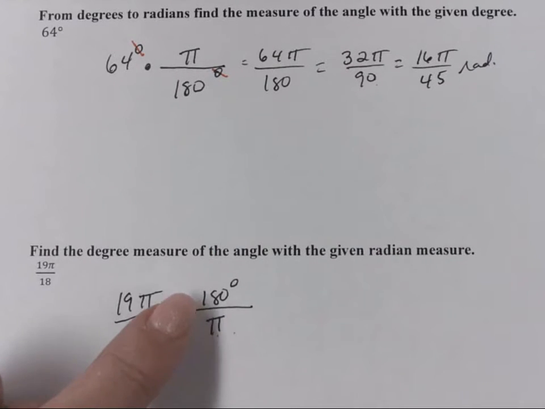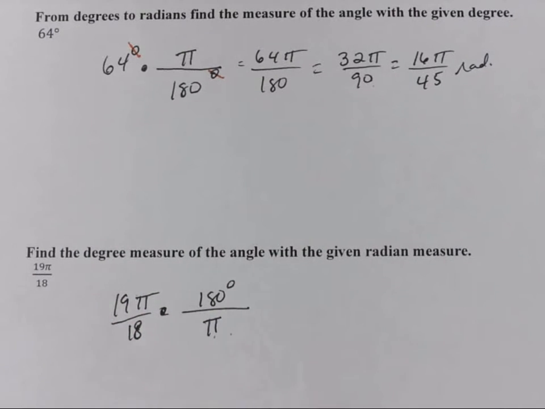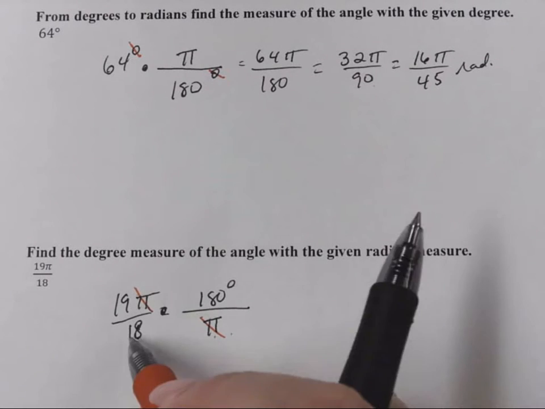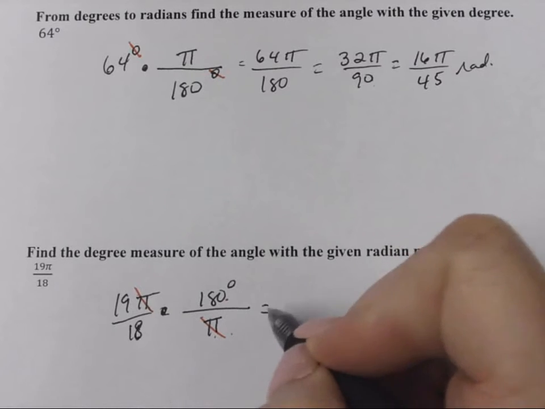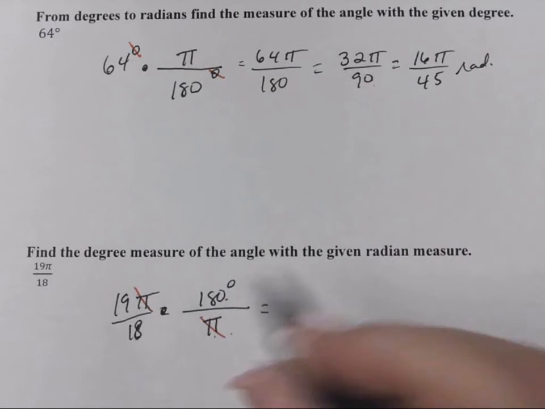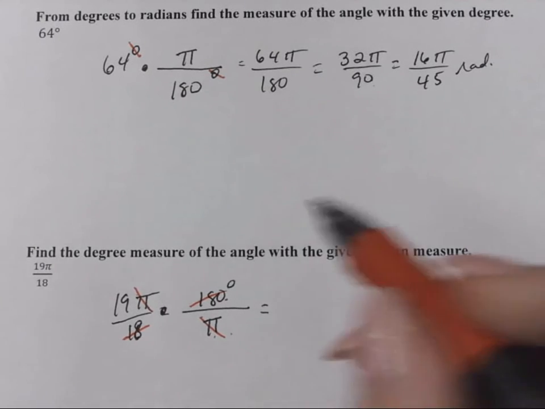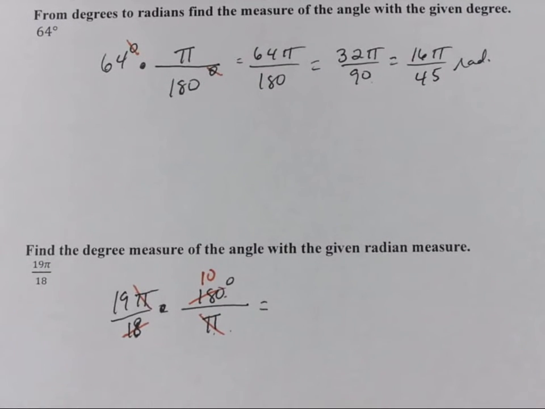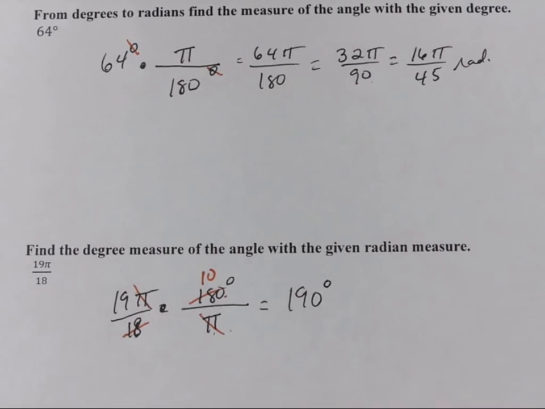Remember that 180 degrees is the same thing as pi, so that's why it's like multiplying by 1. So our pi's will cancel, and I know that 18 will go into 180 10 times, so we will end up with 10, because we could cancel this 18 into 180 and end up with 10. So we'll get 19 times 10, which is 190 degrees.